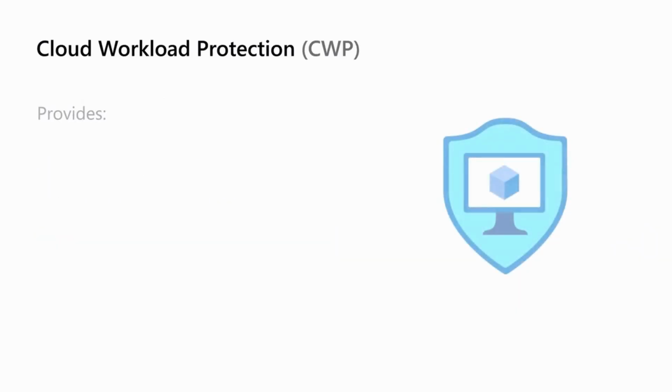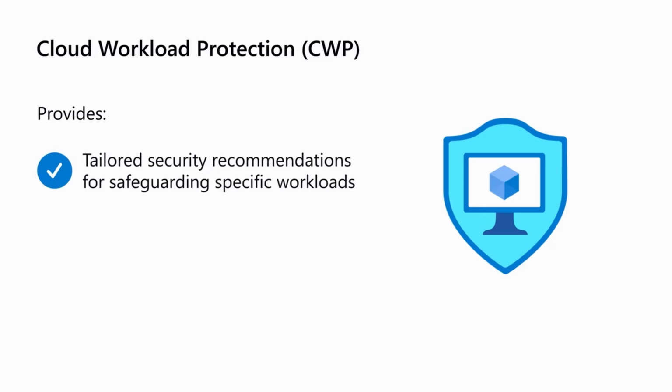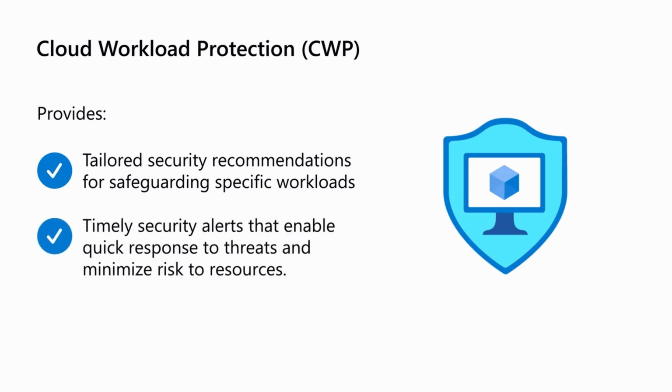When it comes to proactive security, it's crucial to implement practices that safeguard your workload against potential threats. That's where CWP comes in. They provide tailored recommendations for securing your specific workloads, guiding you toward the right security controls. In the event of a threat to your environment, timely security alerts are generated to inform you about the nature and severity of the situation. This allows you to plan your response accordingly. Once you've identified a threat, it's important to swiftly take action to minimize the risk to your resources. A quick response is key to maintaining a secure environment.